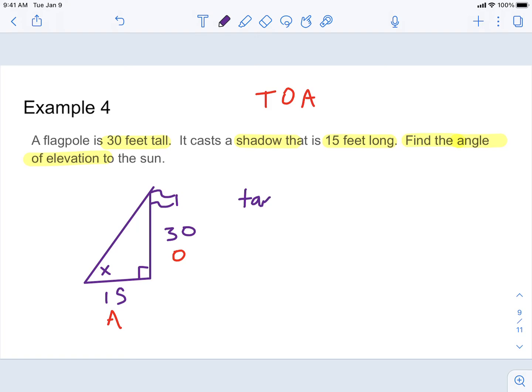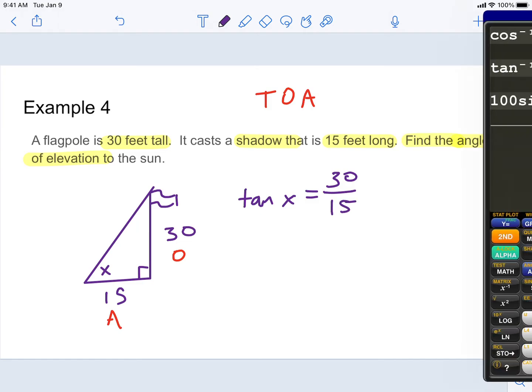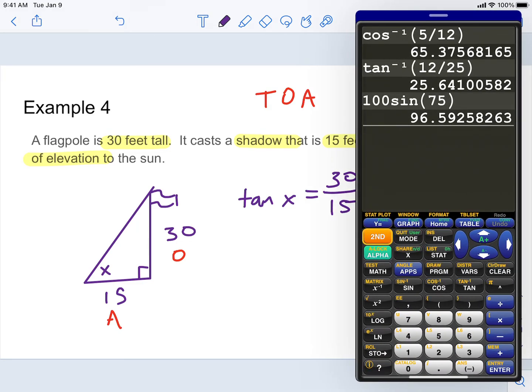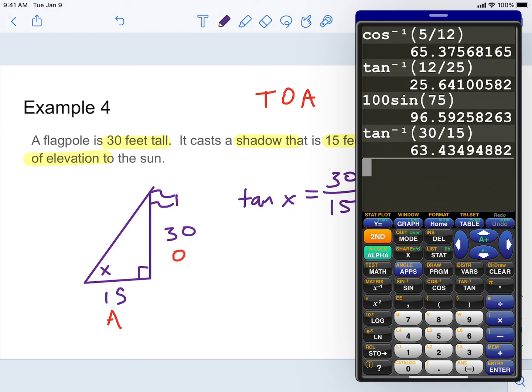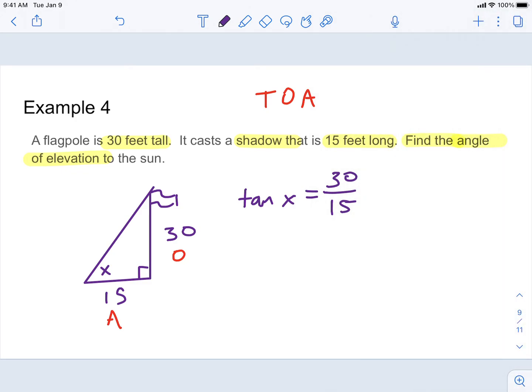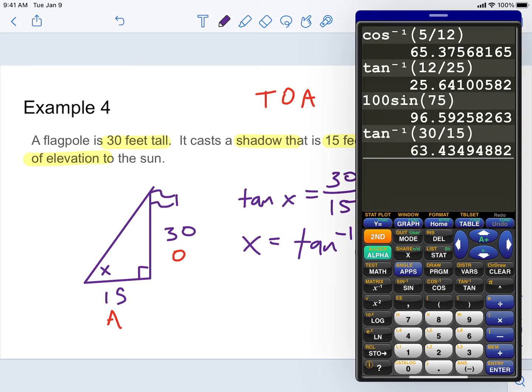So tangent of our angle x is opposite over adjacent, so 30 over 15. Let's go to our calculator. Second tangent, 30 divided by 15, and 63.43. So we'll say, oh, I guess I can show my work here. So x is equal to inverse tangent of 30 over 15. And that was, what was it? 63.4, we'll say.